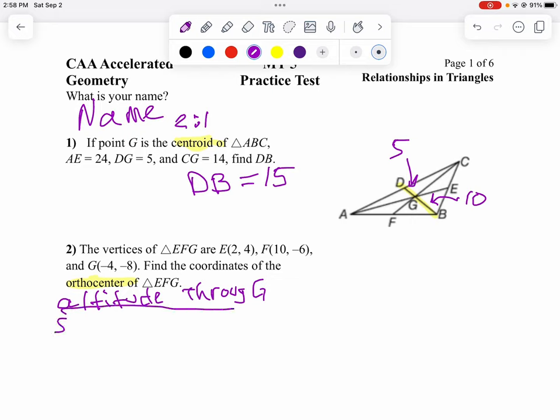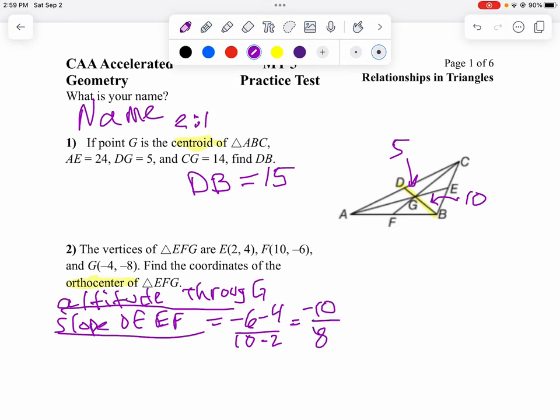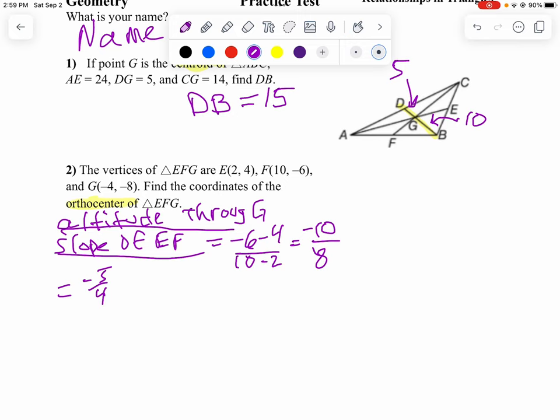So we're going to start off here having it go through G. So I need to find the slope of EF. So I look at my slope of EF, and that's going to be -6 minus 4 all over 10 minus 2. -6 minus 4 is -10. 10 minus 2 is 8. So I know that slope is actually -5 over 4. So I want to go through G. So I'm going to say y plus 8 equals 4/5 times x plus 4. So we're going to graph that line.